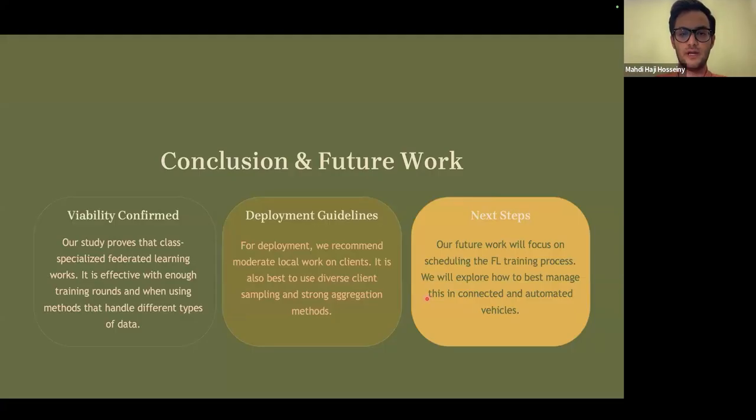We're currently working on our scheduling system to solve this issue. But in our study, we proved that class-specified federated learning works, and it's also efficient for enough training rounds and when you use methods that handle different types of data. And the next step is to focus on the scheduling for the FL training process, and we are working on that.